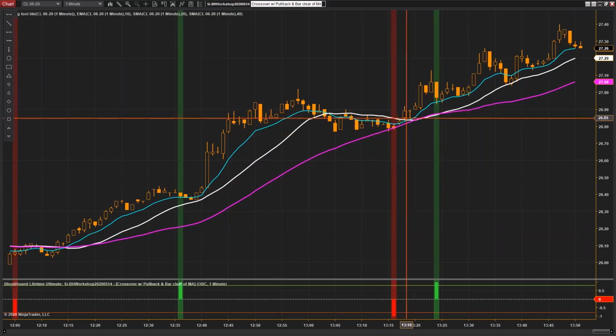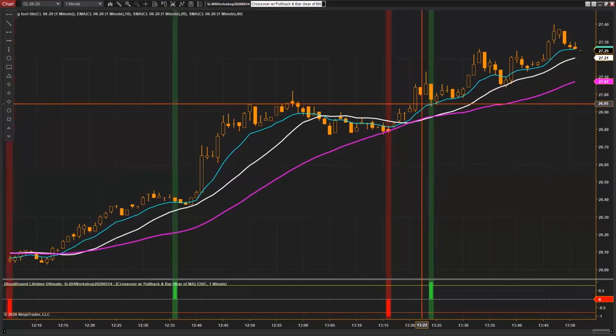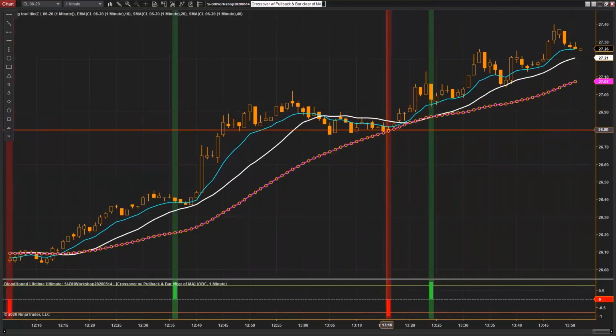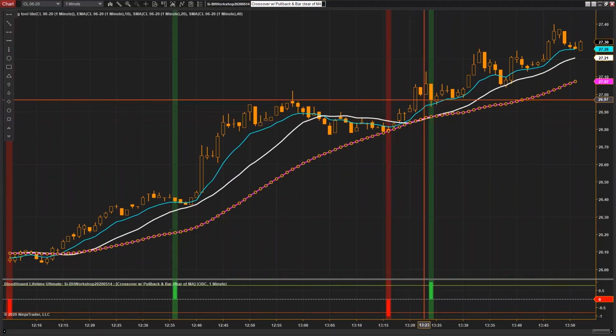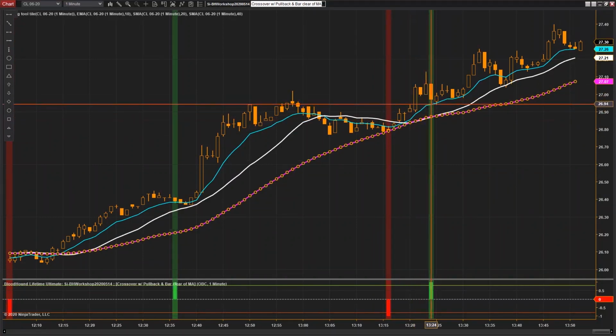Well, let's see here. All right, so we have our crossover. You know, these bars are above our slow moving average. So right, step 2, and then we get a pullback to the fast moving average, and there we go. There's our signal.